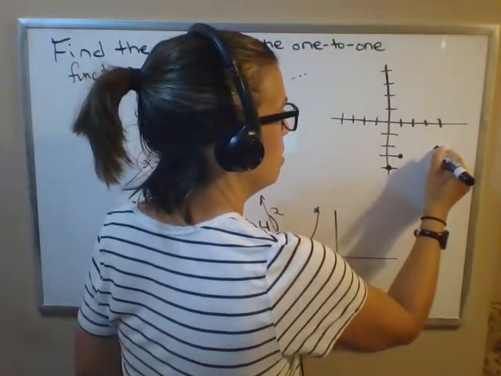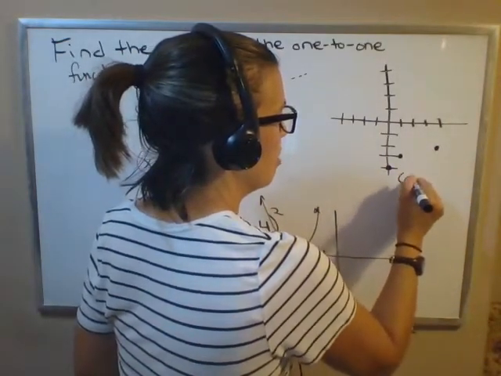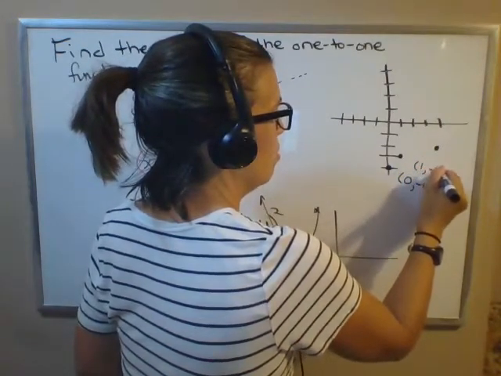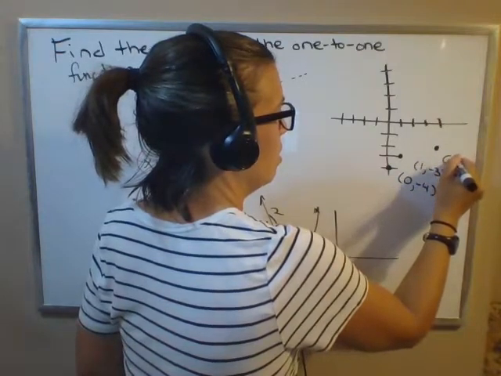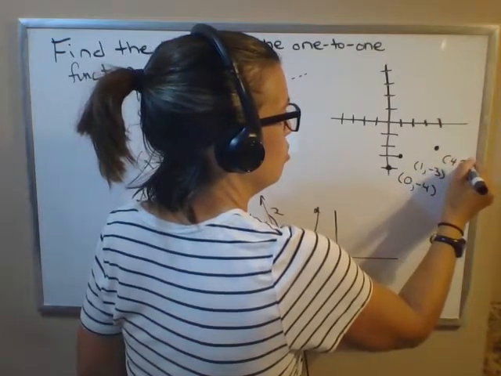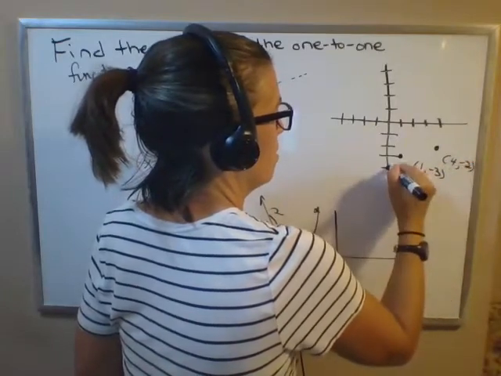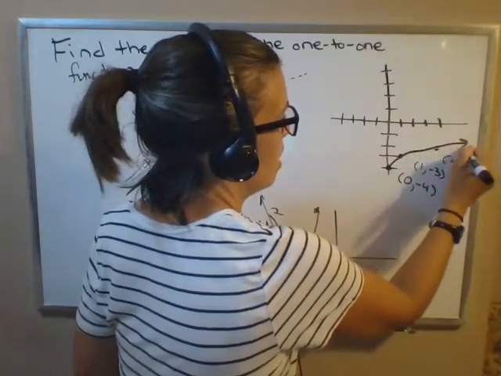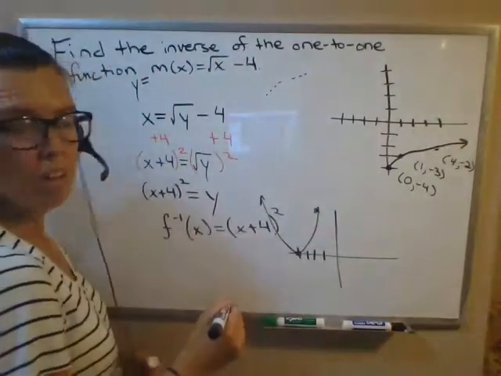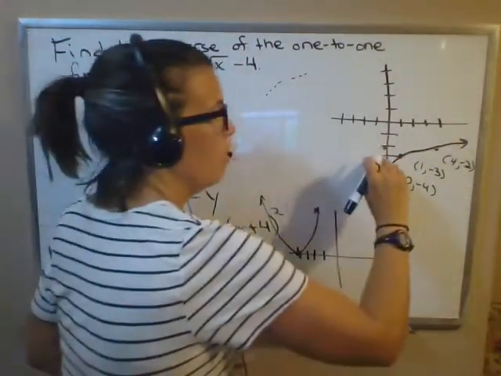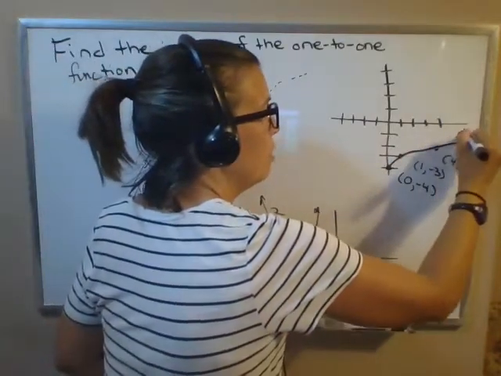And I'm even going to label these points on the graph. So 0, negative 4, 1, negative 3, this is 4, negative 2. Okay. And it's a square root, so we know it has this general shape, like half of a sideways parabola. So this is your original function m.